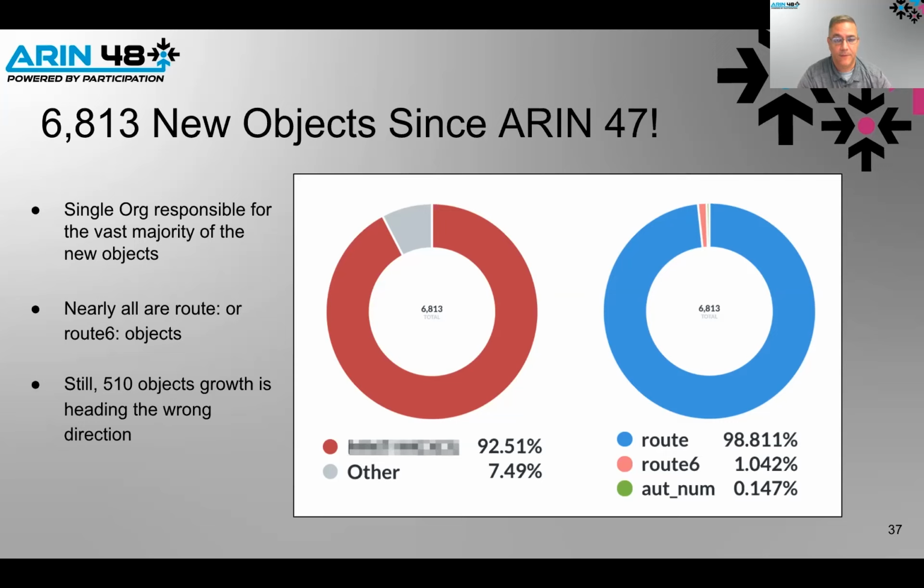We've been in communication with that one particular organization, making them aware that what they're creating is showing up in the non-authenticated IRR, and certainly offering assistance and suggestions on how they can clear them out of there. But that still leaves 510 objects that have been added to the non-auth area through whatever mechanisms got them put in there. We certainly want to work with everybody and start decreasing the number of objects we have. Next slide, please.